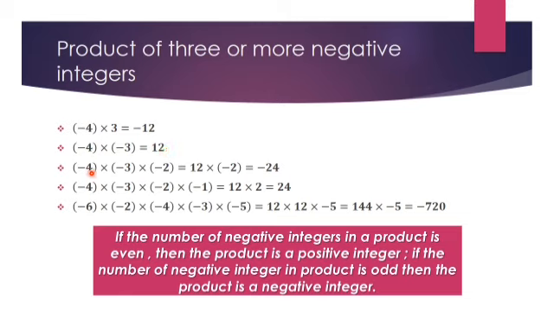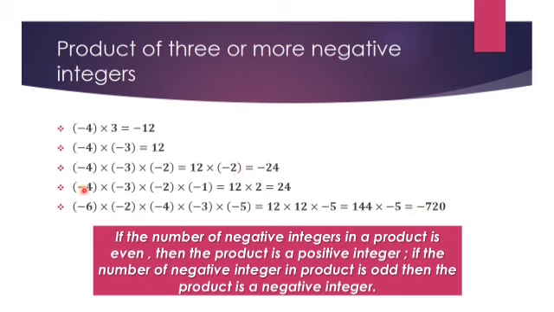Okay, the next case, 3 negative integers: minus 4 into minus 3 into minus 2. These three numbers are negative integers. How do we multiply? First, minus 4 into minus 3. Both of them are negative. 4 into 3, 12, and put a positive sign, 12. Into minus 2: 12 into minus 2, positive into negative, 12 into 2, 24, and put a negative sign.